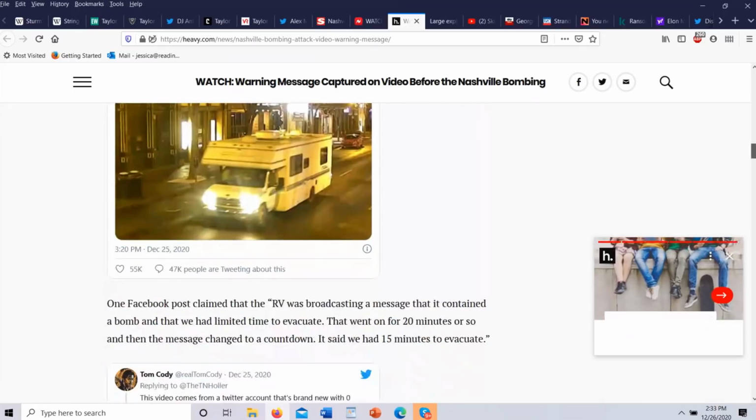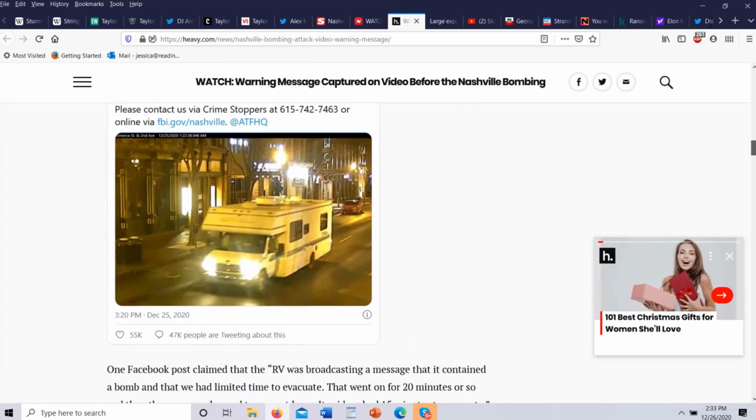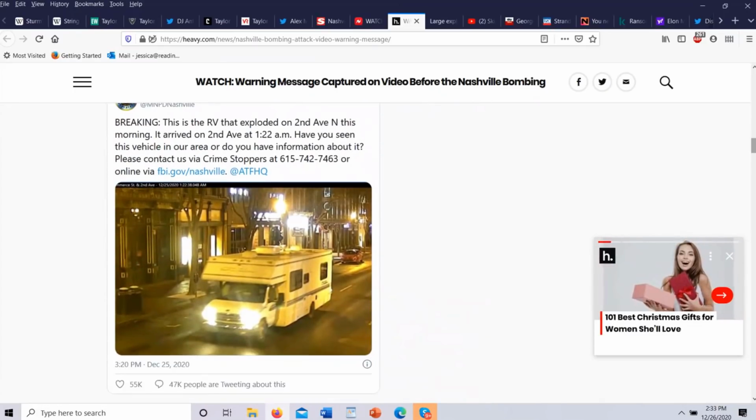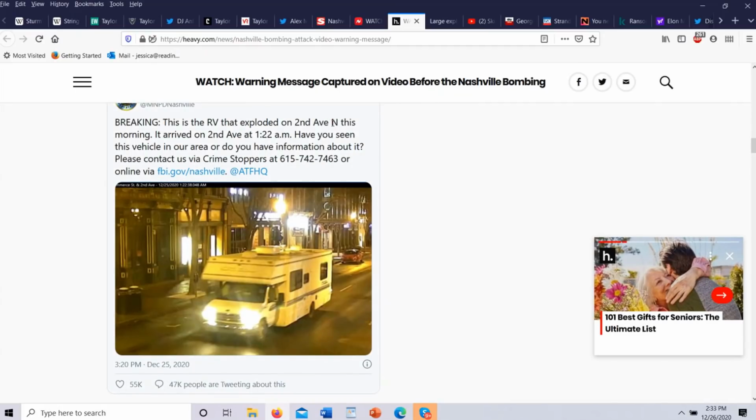This area needs to be evacuated now. Multiple times. So this is the RV that exploded on 2nd Ave North this morning.